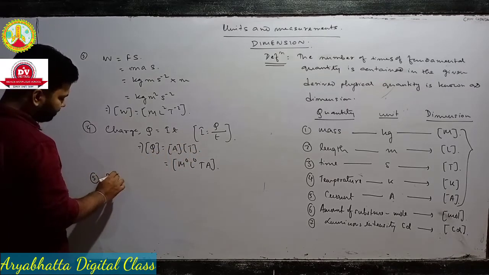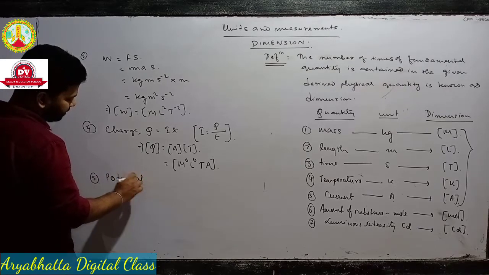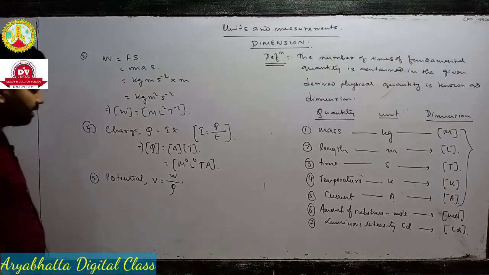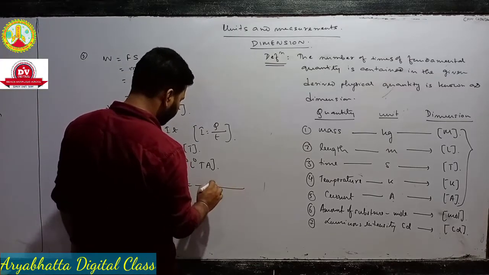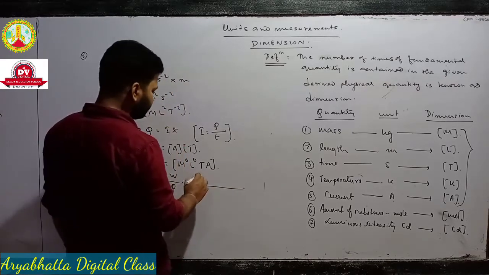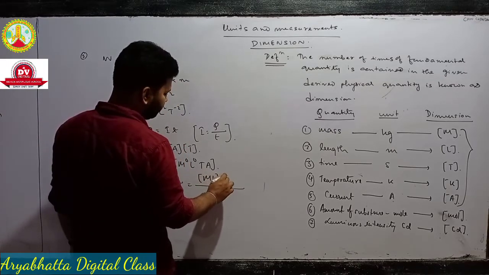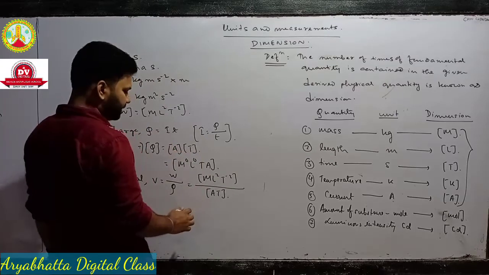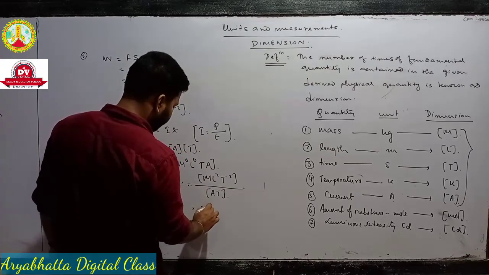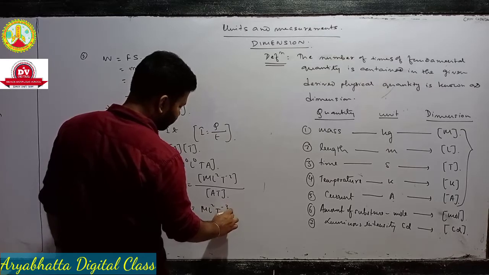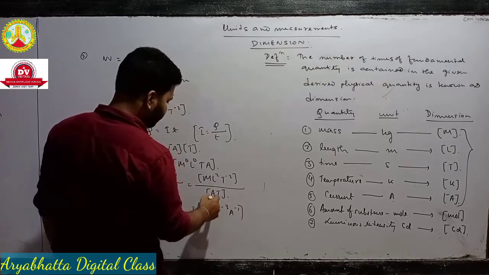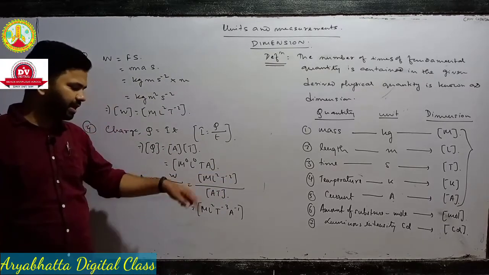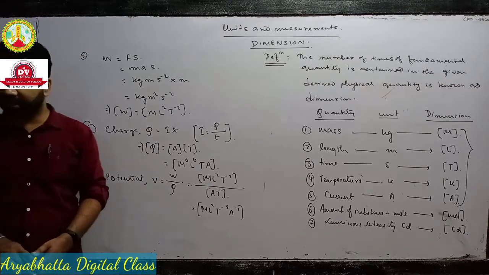So number 5 is potential. What is the formula of potential? Work done in moving per unit charge. Do you remember the formula? So what is work done? Work done is ML2 T minus 2. And what is the dimension of charge? AT. So it will be ML2 T minus 3 A to the power minus 1. When AT goes to the denominator, T will be to the power minus 1, minus 1, minus 2, minus 3, and A to the power minus 1. This is the dimension of potential difference. Okay?